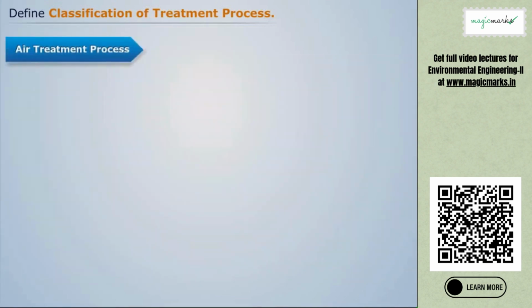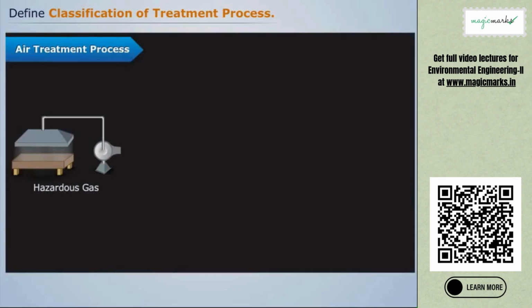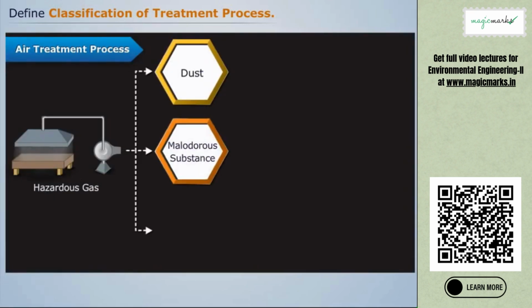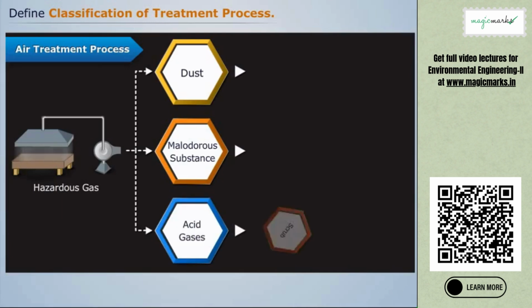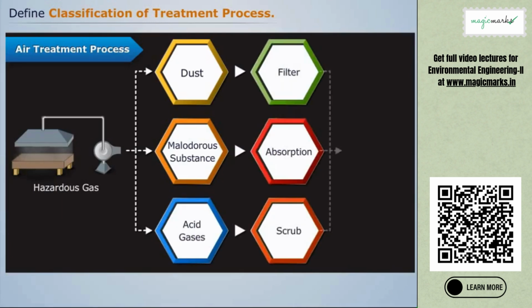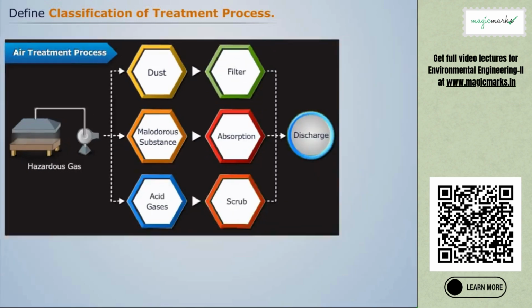Air treatment process. The hazardous gas is present in the air. It consists of dust, malodorous substances, and acid gases. The scrub filters absorb the dust and acid and discharge it safely.